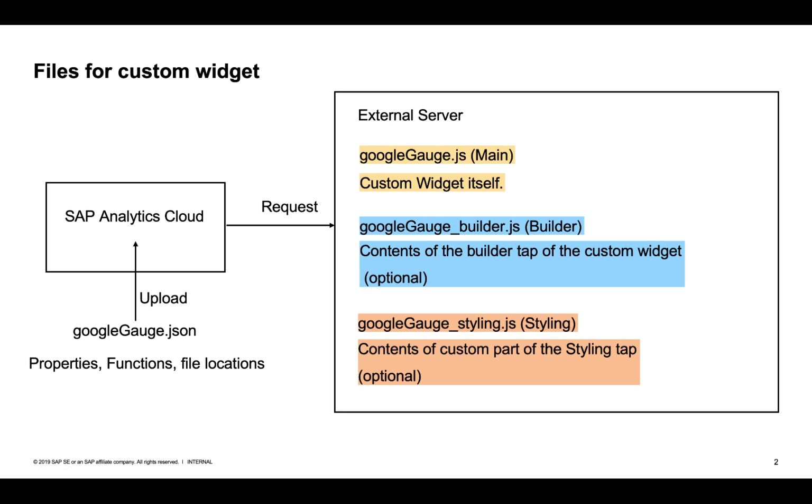Let's talk about the architecture of the files. The custom widget consists of 4 different files. The first one is in JSON format, which contains all the information of the custom widget, such as its name, icon location, the URL of other JavaScript files, properties, and custom functions of the custom widget. The second file is the main file. The main file is the custom widget itself. The other files are a builder file and a style file. The builder and styling files are optional. So in this video, we're going to talk about only the main file and the JSON file.